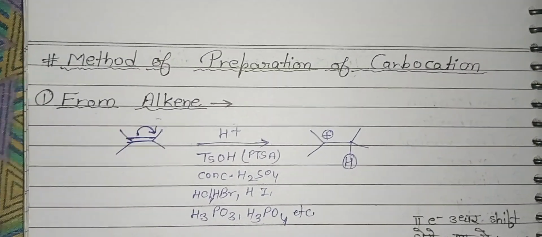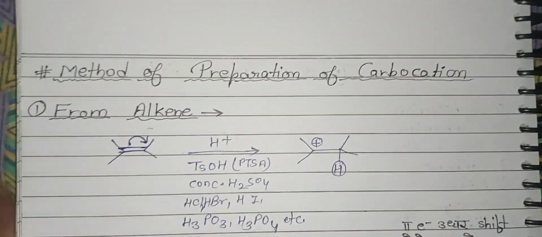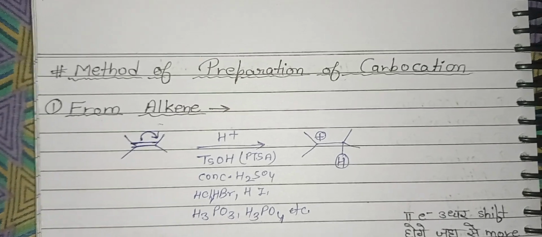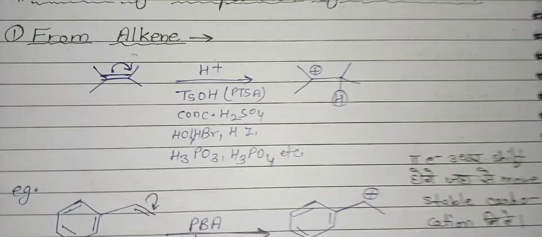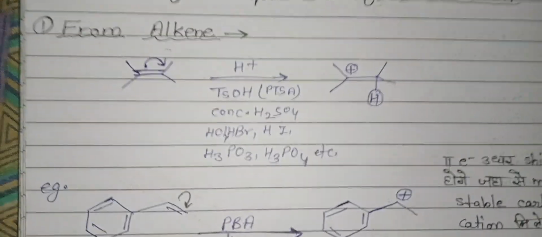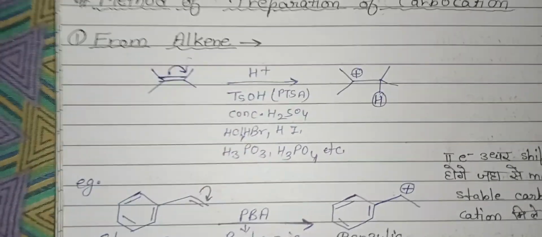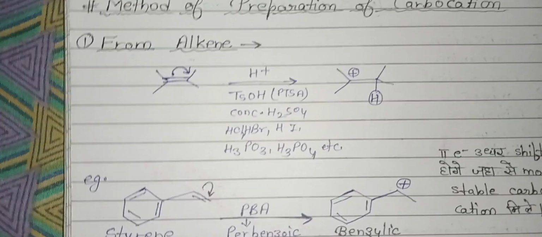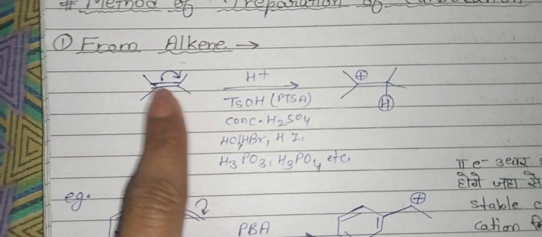Next, we will study the methods of preparation of carbocation. How do we prepare a carbocation? Let's start with the first method, which is from an alkene. We know that an alkene is a hydrocarbon, so here we have an alkene present, carbon double bond carbon.